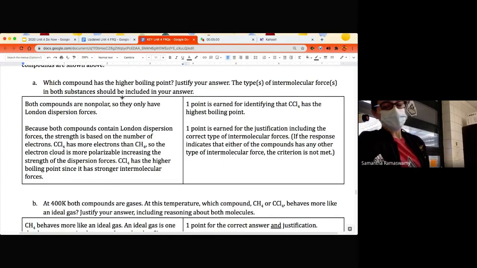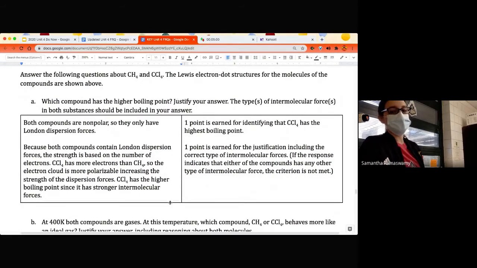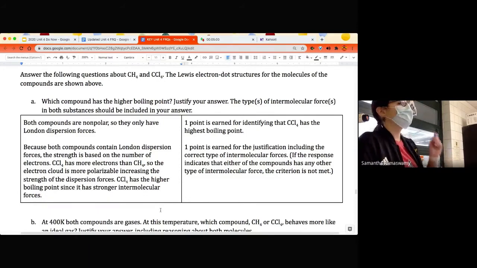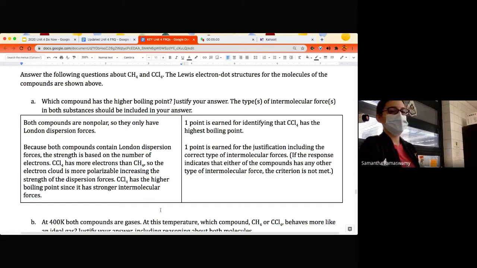So when you're looking at the Lewis structure for CH4 and CCl4, and you're given those at the top of the page, both CH4 and CCl4 are nonpolar. They are both symmetric molecules. Since they're both nonpolar, they will only exhibit London dispersion forces. Whether you call them London dispersion forces, London forces, or dispersion forces, it's all the same thing. So you want to start by saying both molecules are nonpolar, so they only exhibit London dispersion forces.